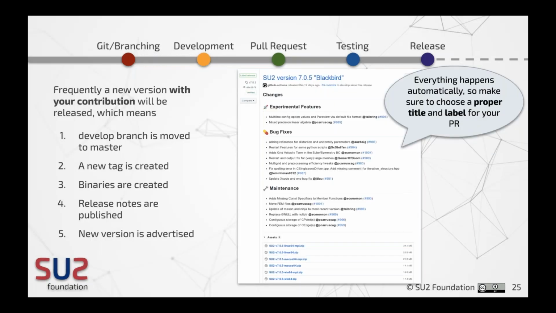Once your contribution is merged, there will be a release, which means that the development is moved to master, a new tag is created, binaries are created, release notes are published, and the new version is advertised. Everything happens automatically, so make sure that you choose a proper title and a label for your PR when you set it up.